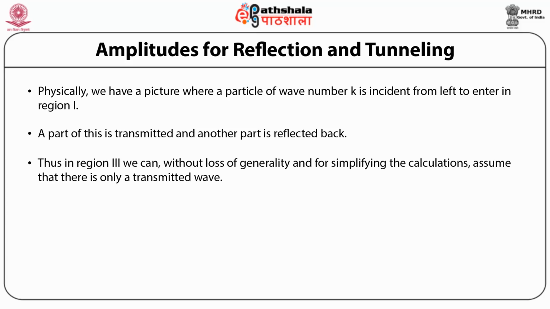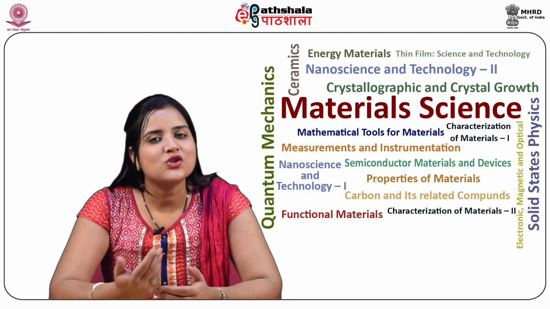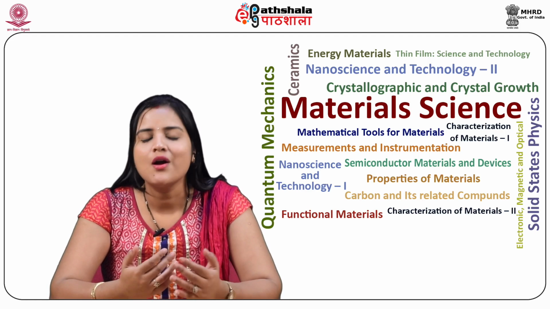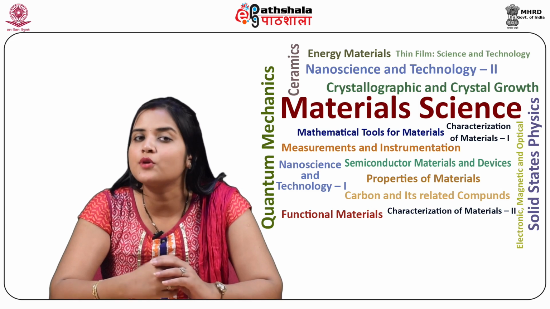Thus, in region 3, without loss of generality and for simplifying the calculations, we can assume that there is only a transmitted wave. Consequently, the coefficient D minus can be taken to be 0. The ratio C minus by C plus gives the amplitude for reflection, while D plus by C plus gives the amplitude for tunneling to take place. Our main interest is to calculate the reflection coefficient for a quantum mechanical wave particle in the presence of the given square well potential.